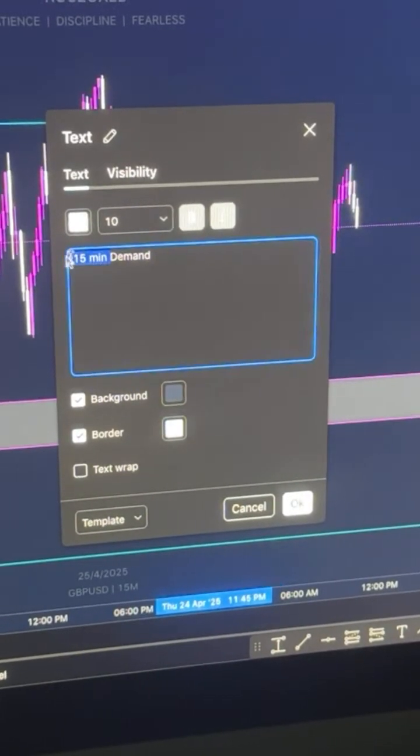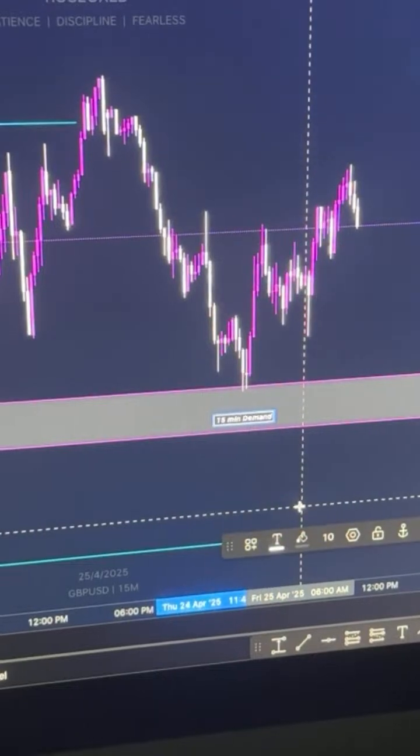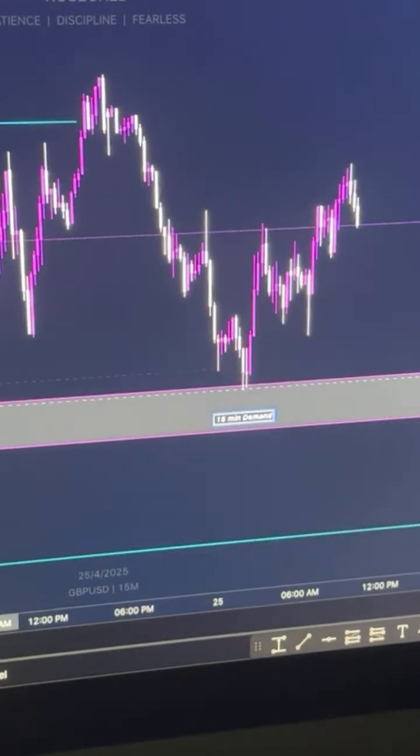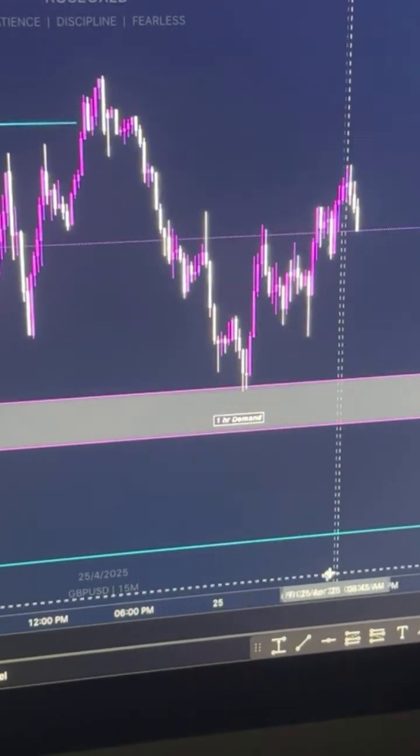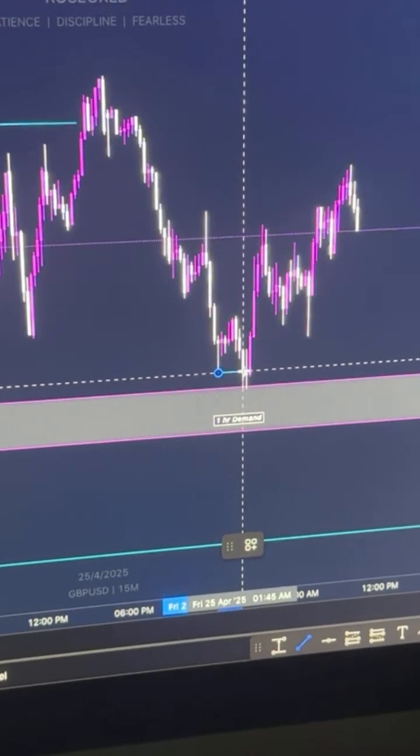1H. So that's a 1H demand zone. There we came down, tapped into this 1 hour demand zone. So we could see right after that, on the smaller time frame, we're going to refine that here.